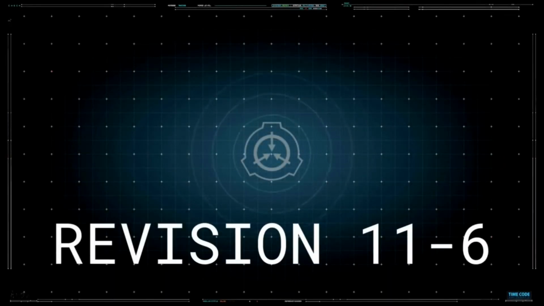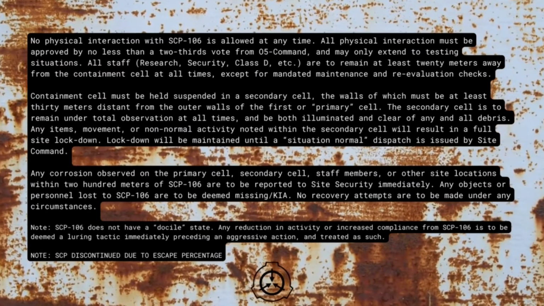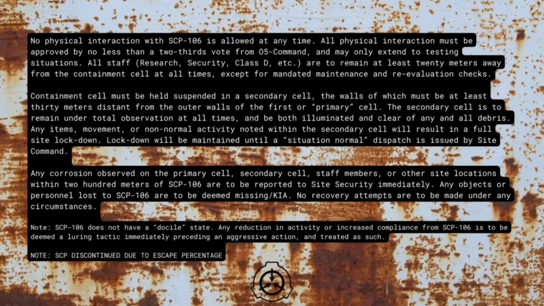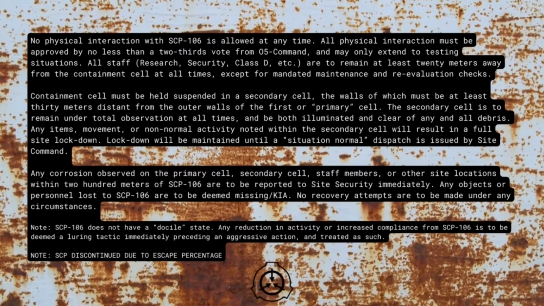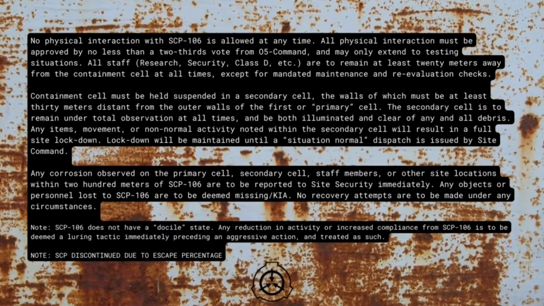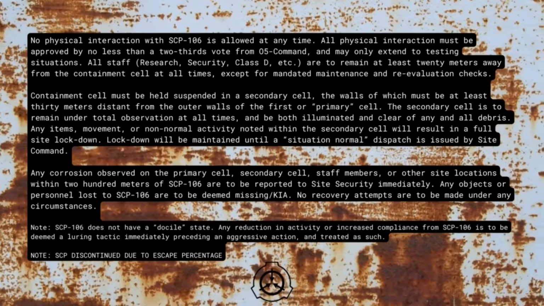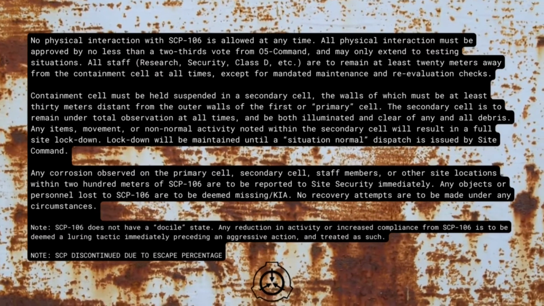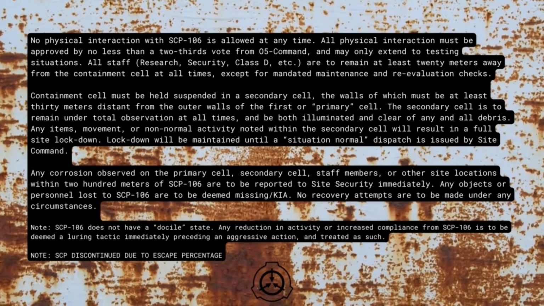Revision 11-6. No physical interaction with SCP-106 is allowed at any time. All physical interaction must be approved by no less than a 2/3 vote from O5 Command, and may only extend to testing situations. All staff, research, security, Class D, etc., are to remain at least 20 meters away from the containment cell at all times, except for mandated maintenance and re-evaluation checks.